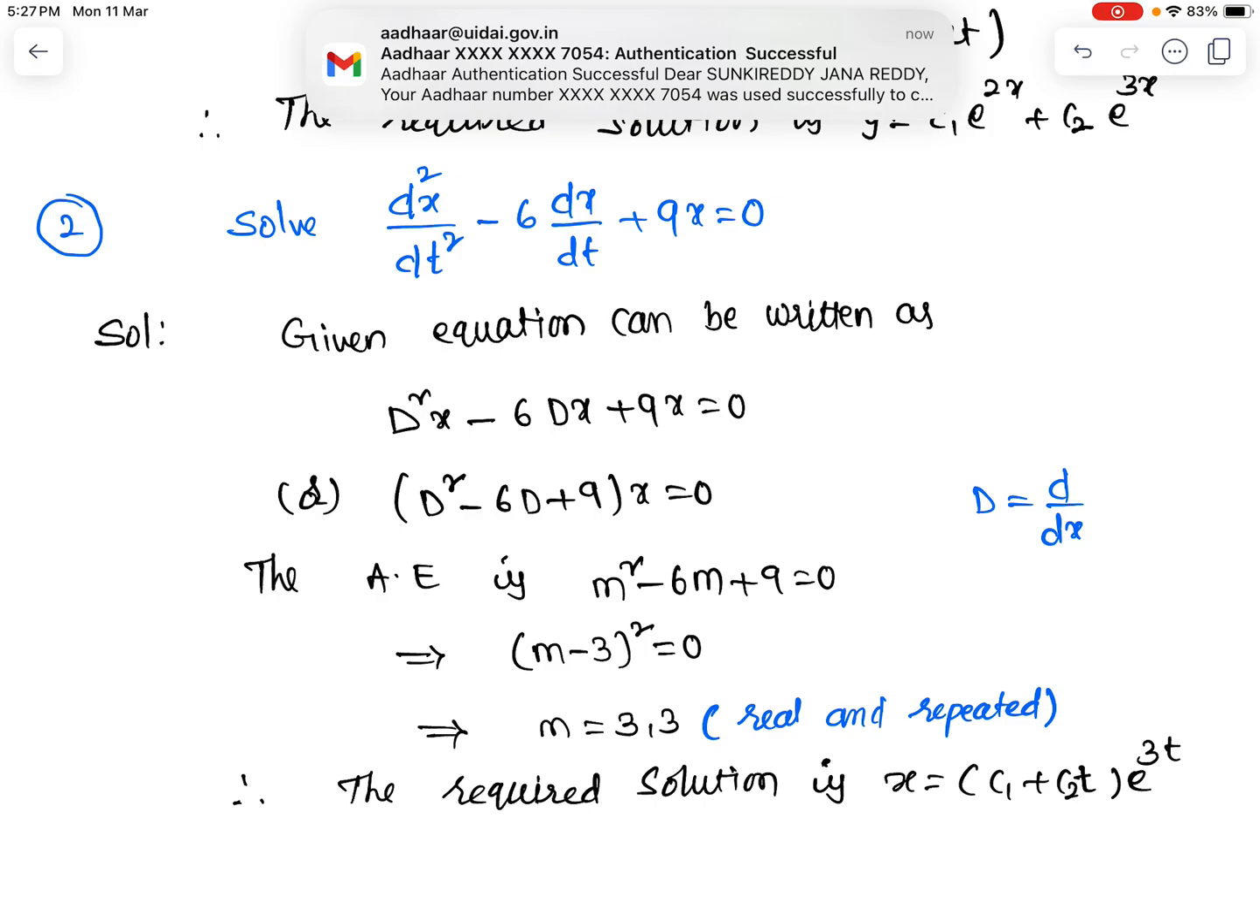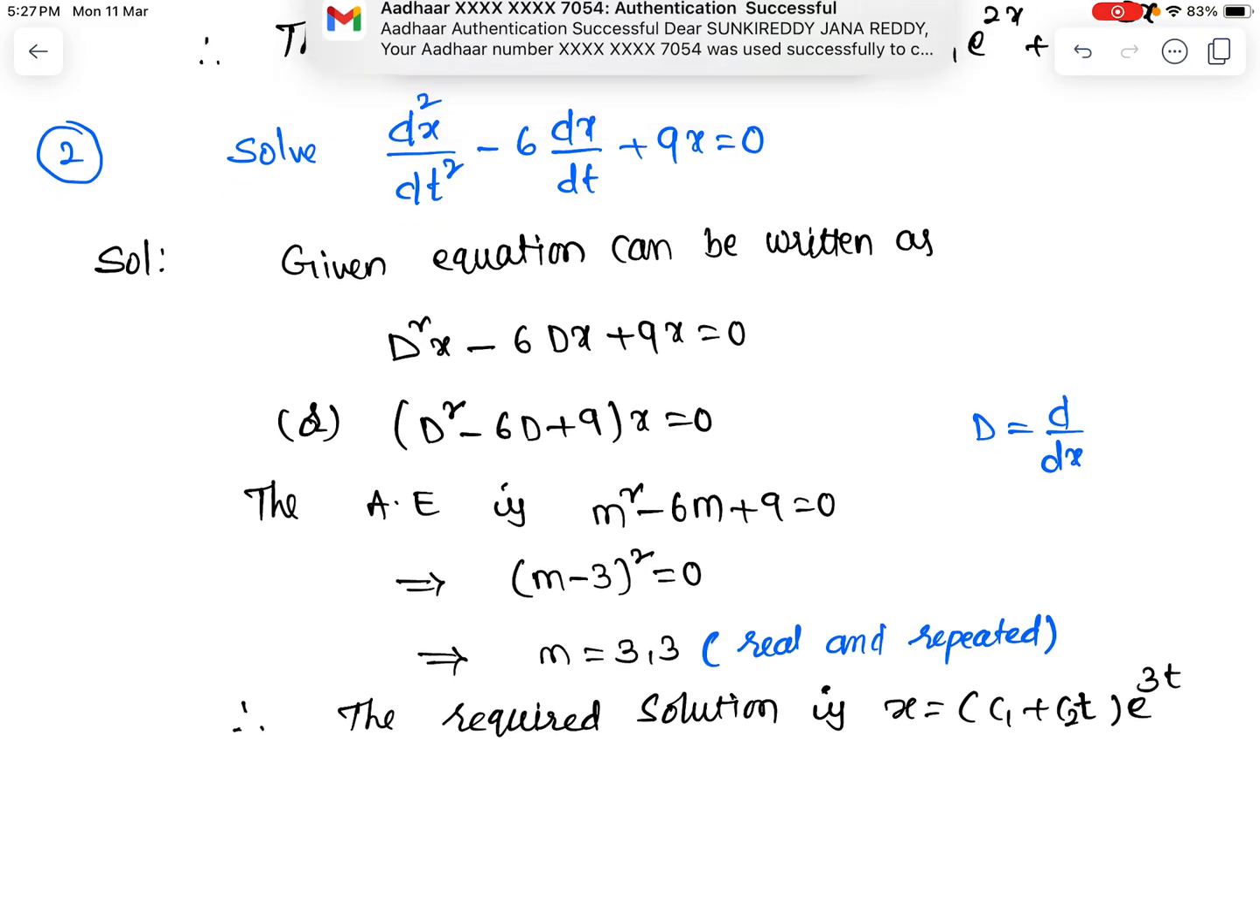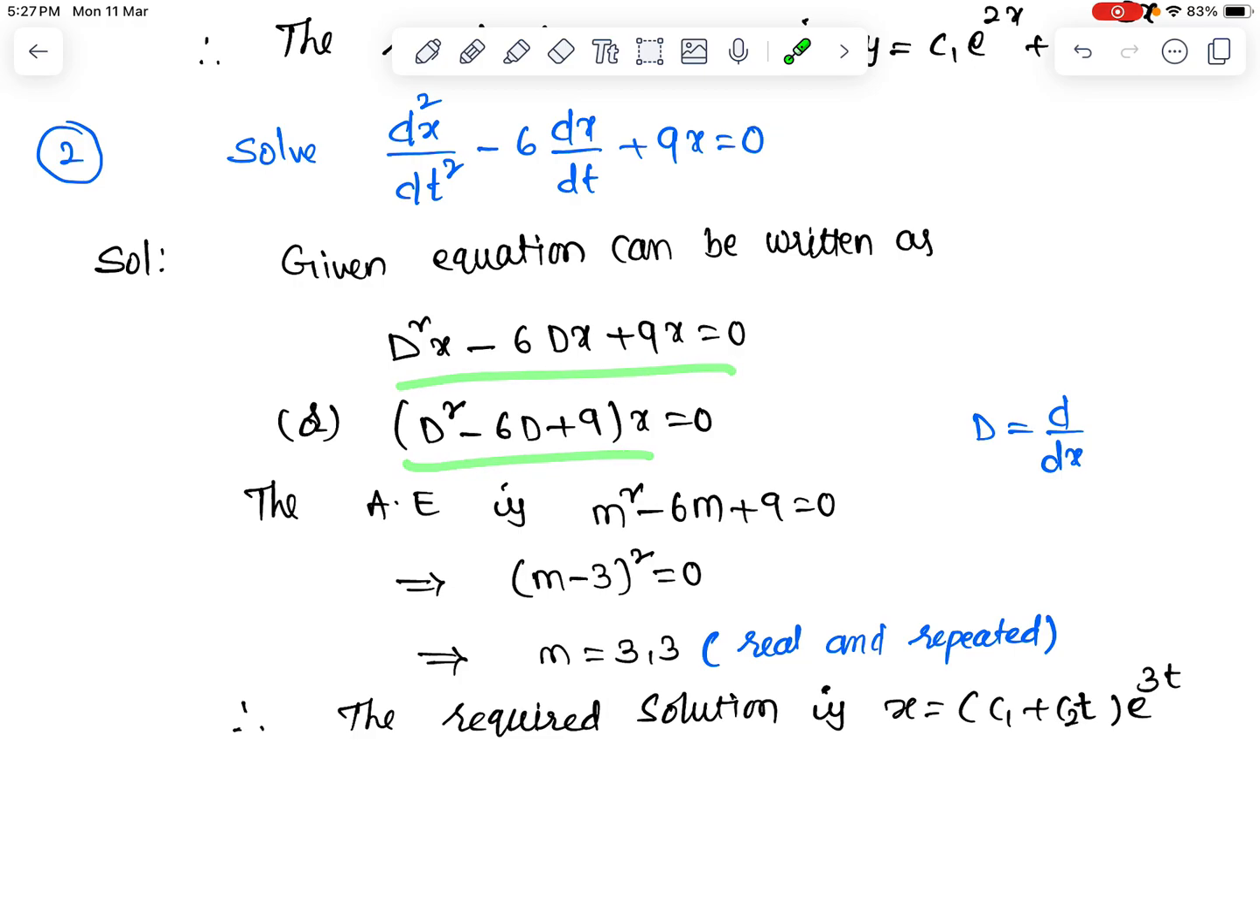Next, it is of the form f of D into y. Here you know the f of D value. Here we should write the auxiliary equation, that is f of m is equal to 0: just replace D by m, m square minus 6m plus 9 is equal to 0. It is of the form a minus b whole square formula. In place of a, m is there, in place of b, 3 is there: m minus 3 whole square. That means 3 is repeated how many times? 2 times. It is real and repeated.